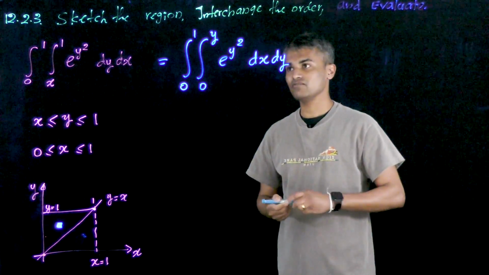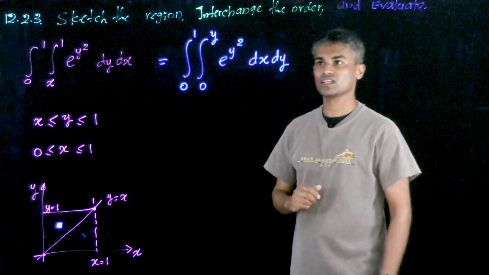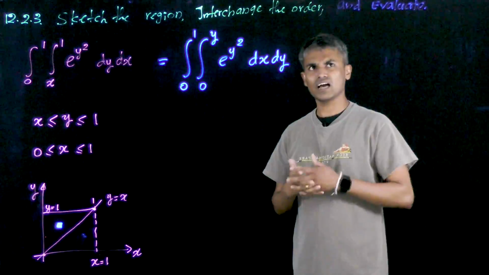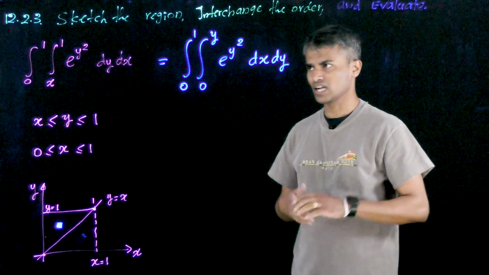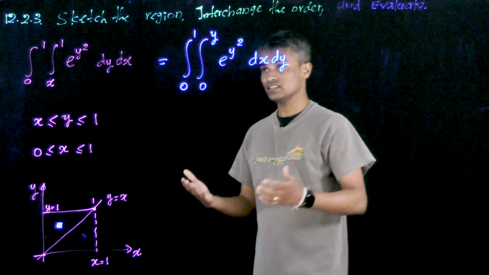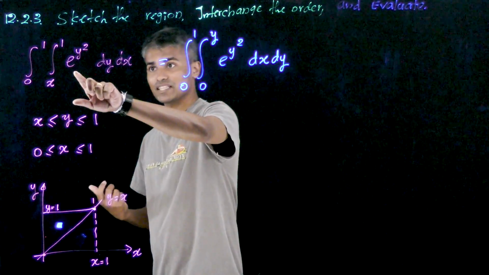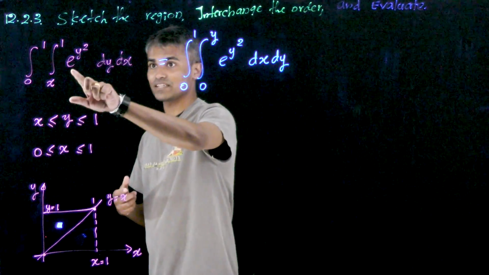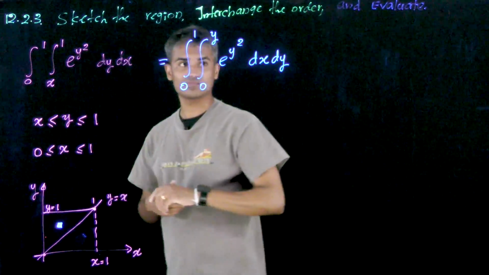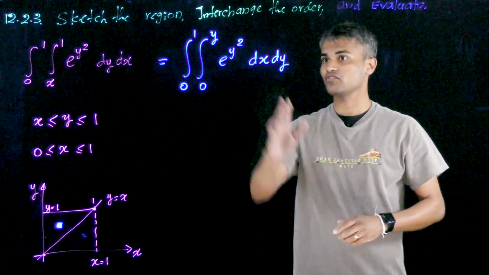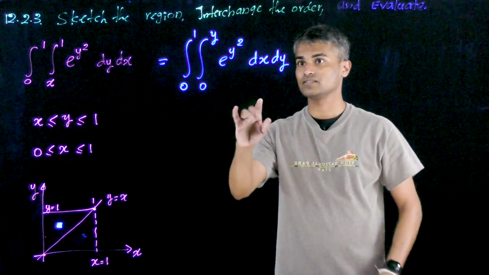So, this is the way we reverse the order of integration for this particular problem. Okay, good. So, now let us evaluate this integral. Now, as I said earlier, it is impossible to evaluate this double integral, this integrand with this order of integration. But once we reverse the order of integration, we can solve this, and the reason is this.